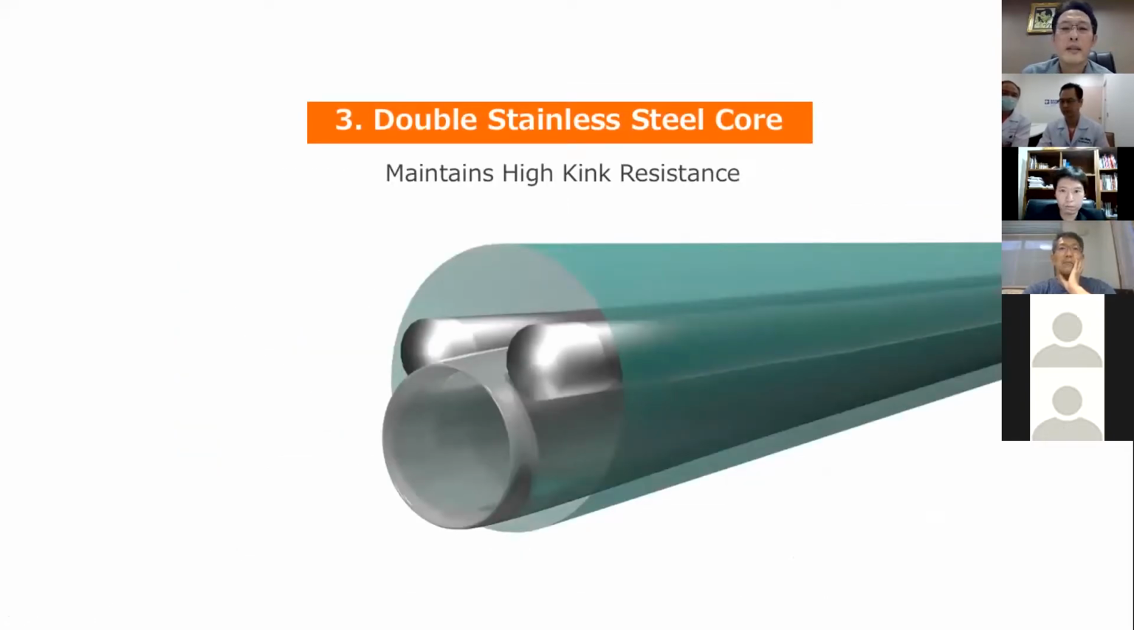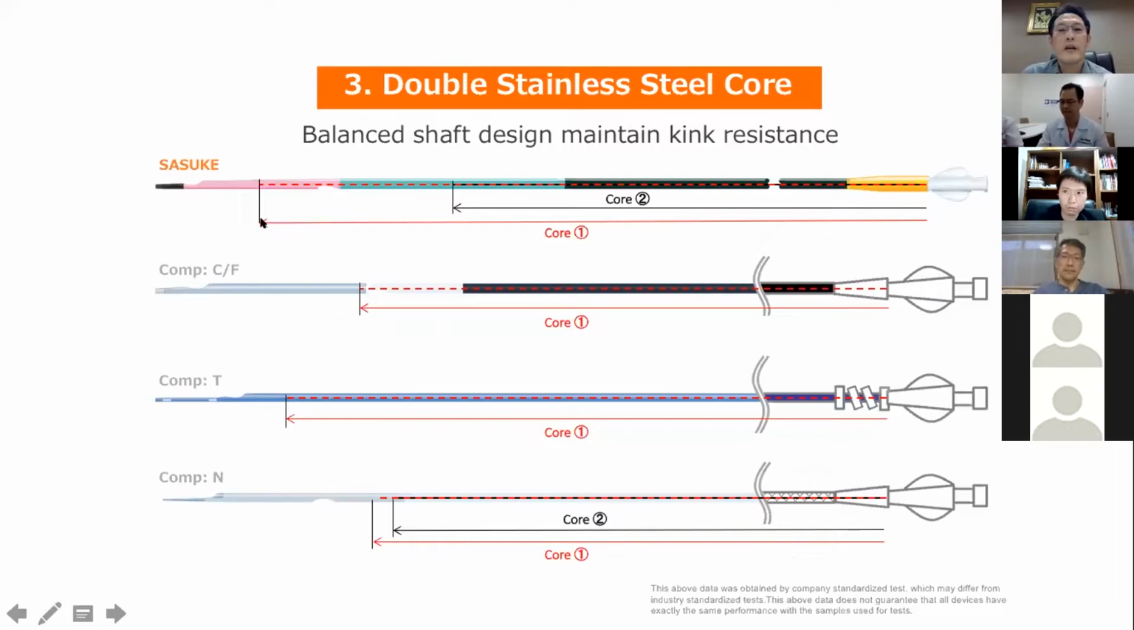The third is that the Sasuke has a double stainless steel core to maintain high kink resistance. The first core runs from the proximal end to the distal end, near the exit point of the OTW port. And the second core is over here at the shaft, so it maintains quite high kink resistance compared to the others. The Crusade has only one stainless steel core, the Twin-Pass only one, and the Enhancer has two cores but shorter than the Sasuke.